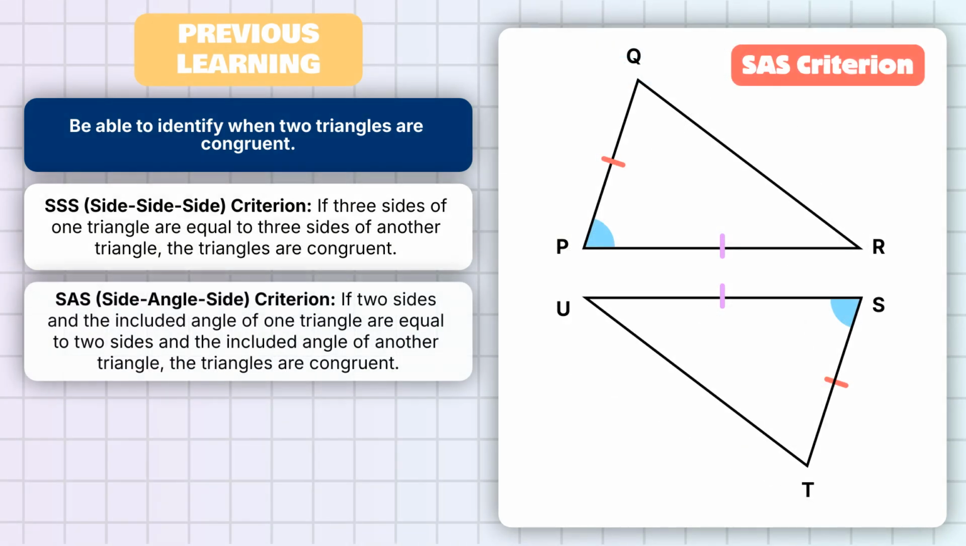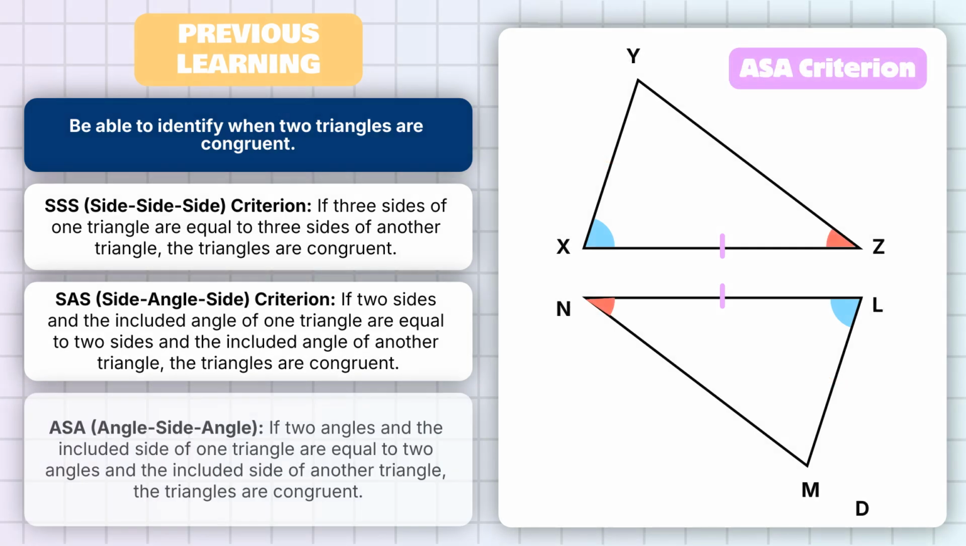Next, the side-angle-side criterion. If two sides and the included angle of one triangle are equal to two sides and the included angle of another triangle, the triangles are congruent. Finally, the angle-side-angle criterion. If two angles and the included side of one triangle are equal to two angles and the included side of another triangle, the triangles are congruent.